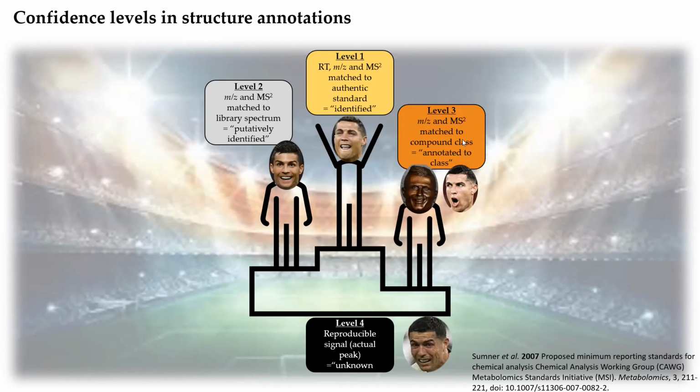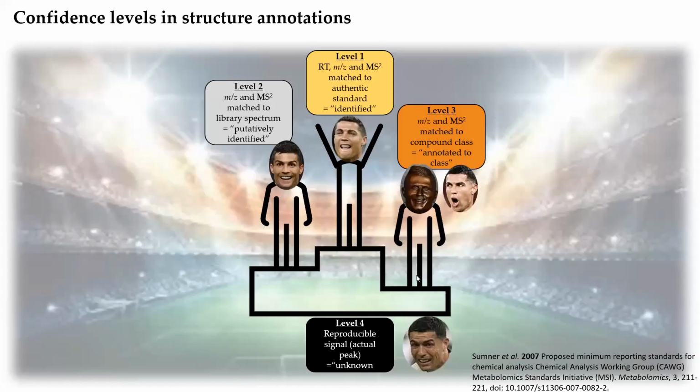And then a level 3 annotation, that's basically just if we're able to match our compound to a compound class. Like we can ring-fence what compound class our ion belongs to, but we don't know the actual structure. And then level 4 is if we just have a reproducible signal. It's a real signal, we're observing a real peak, but we don't have any idea of what compound class it is or what structure we're dealing with there. So that'd be level 4.